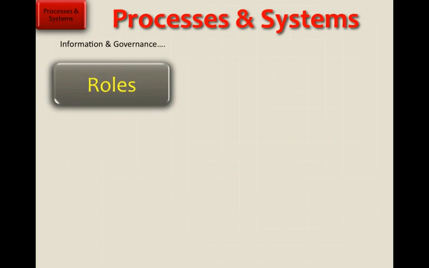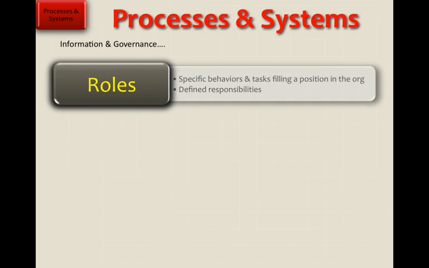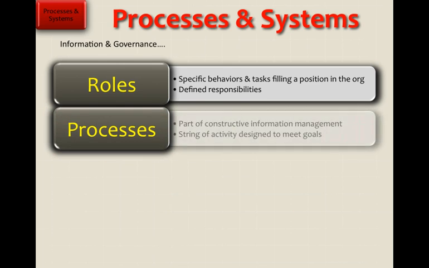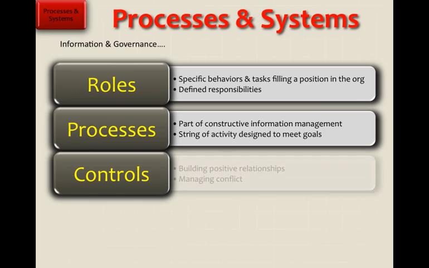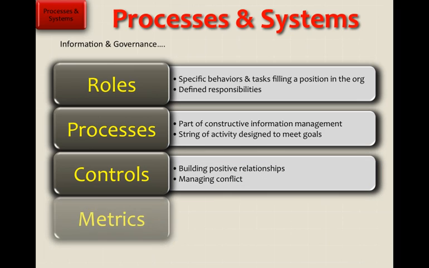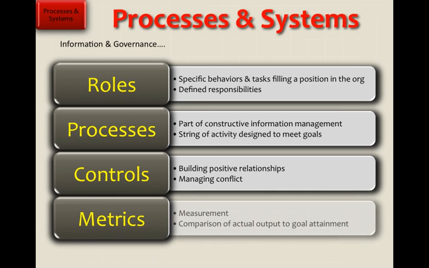From here, we look at information and governance, and we have roles within information and governance by all means. Specific behaviors and tasks that fill out a position in the organization. There are defined responsibilities. Processes, which we've alluded to earlier, are part of the constructive fabric of information management, stringing together activities to meet goals. Controls have to be in place so that your systems and your processes can function correctly. So these are positive relationships. You're managing conflict, and then you have to be able to measure through metrics what you do. So it's a comparison of actual output to the goal attainment to figure out whether or not it actually worked.